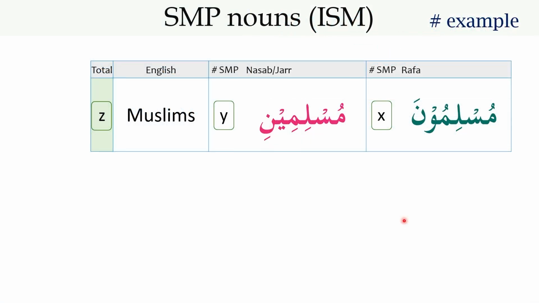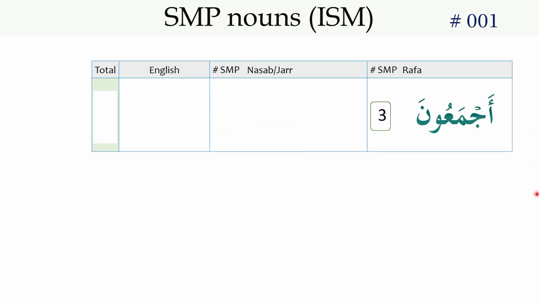The data will be presented in this format. The Rafa version first here, Muslimuna, for example. Its frequency of occurrence will be in this box. And then the Nasab and Jar version, Muslimina, for example, frequency of occurrence in the Quran here. And the English translation, basic one. And the total number of times these 2 words occur in the Quran. Here will be the list number. So we'll begin with number 1 to 12 in this series, insha'Allah.